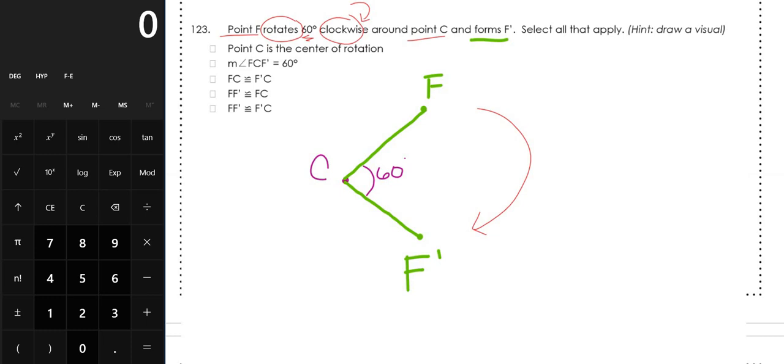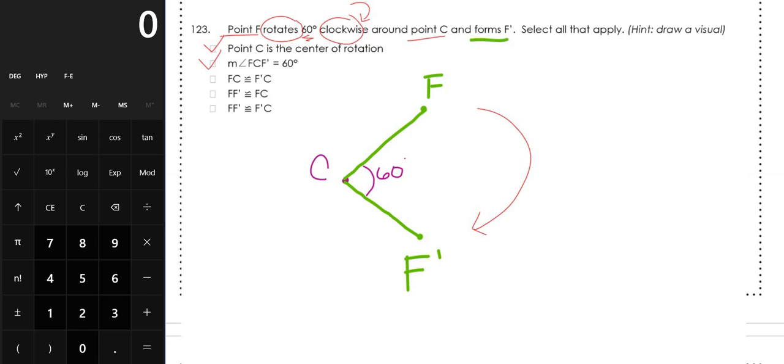Okay, I think we're ready to start answering some questions. The first one says, point C is the center of rotation. Yep. If you're rotating around something, that's your center of rotation. Check. The next one, the measure of angle FCF prime is 60 degrees. Yeah, that's what you get when you connect the before and after to your center of rotation. It was 60. Absolutely. Check it off.